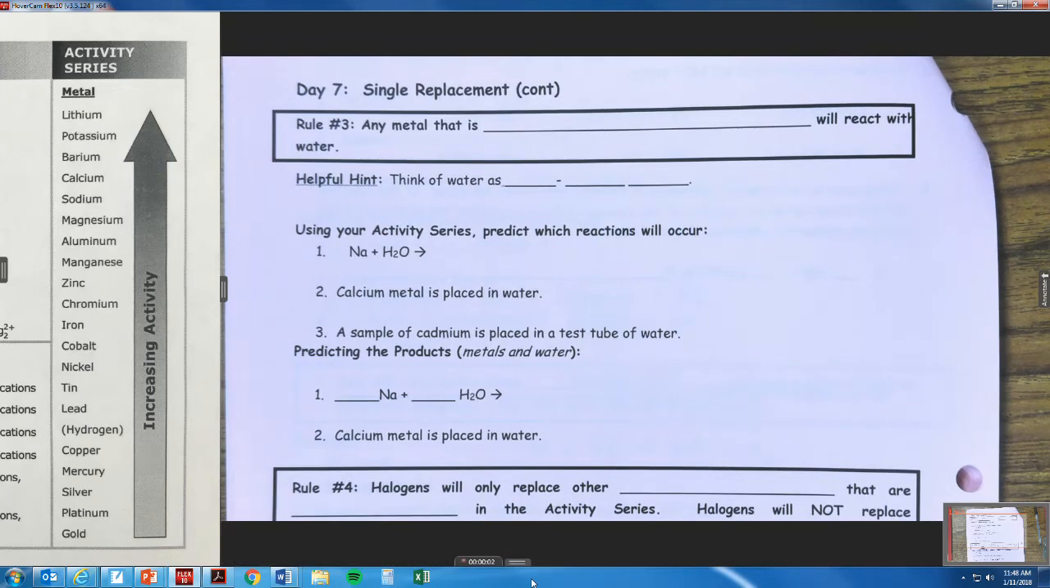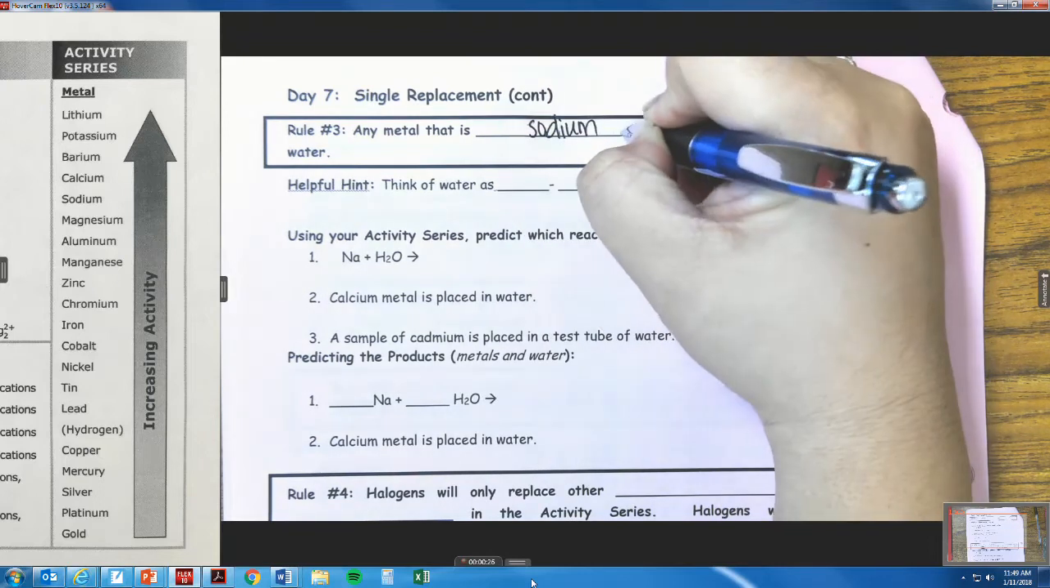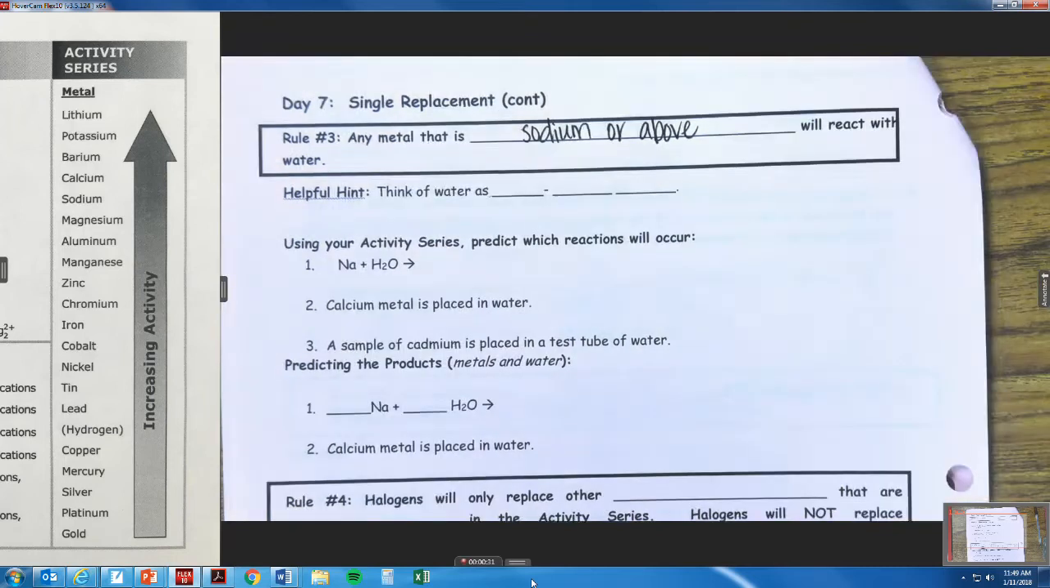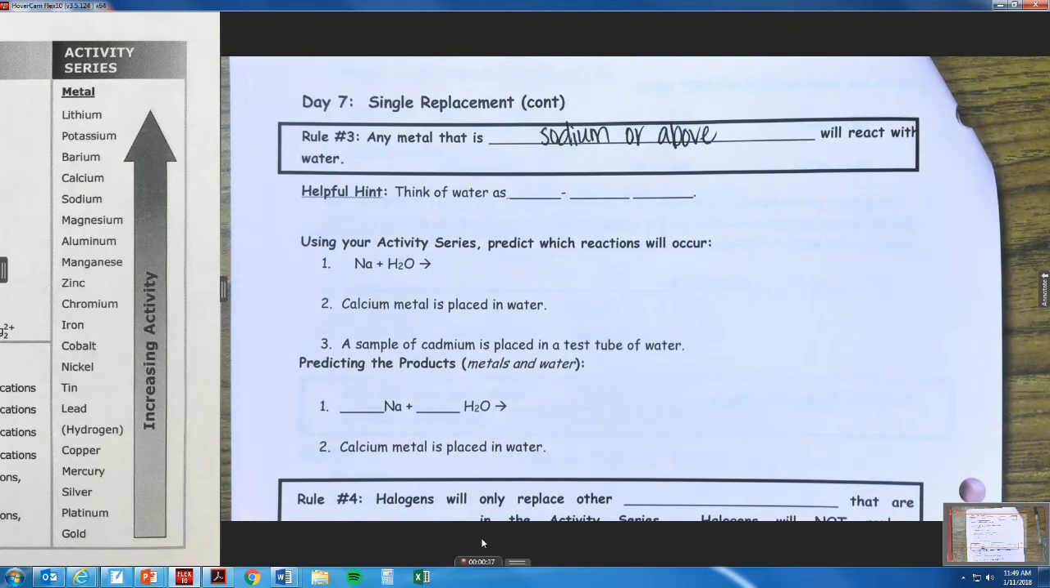Okay, so hey guys, today we are going to go over day, I believe 6 notes, single replacement continued. So basically we're going to go over the last 2 rules of single replacement. Okay, so rule number 3 states that any metal that is sodium or above sodium will react with water. Okay, so basically we're going to be looking at our activity series for this one again.